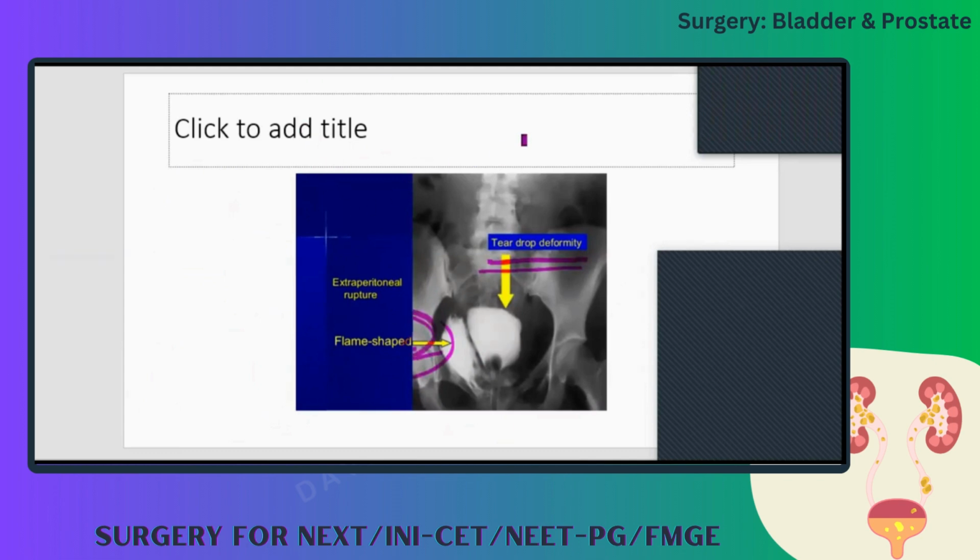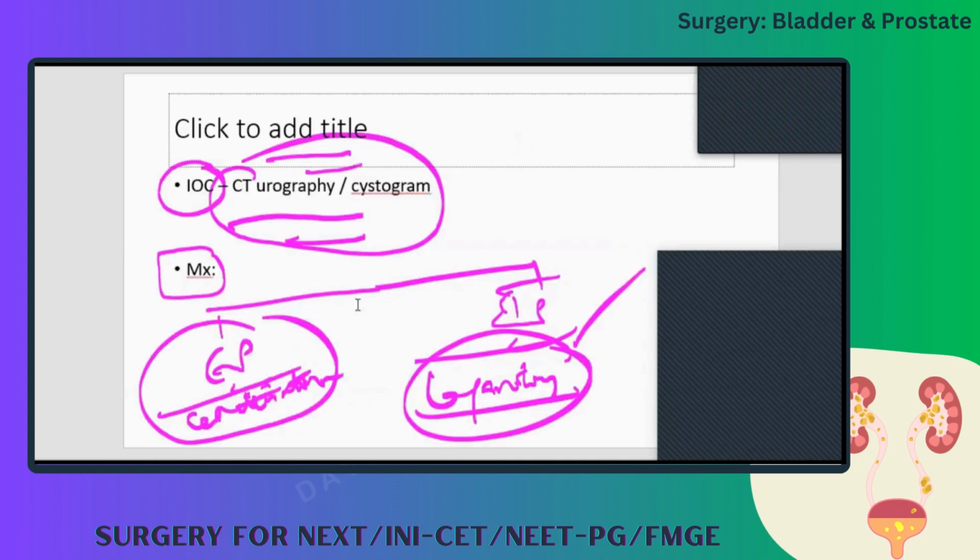Treatment for intraperitoneal: it has peritonitis, so open the abdomen. Do a midline laparotomy. Give a peritoneal lavage. Wash the peritoneum nicely and suture the bladder injury. That is for intraperitoneal. For extraperitoneal, you just have to put the catheter inside. Catheterization. That's all. Okay. Thank you, sir.